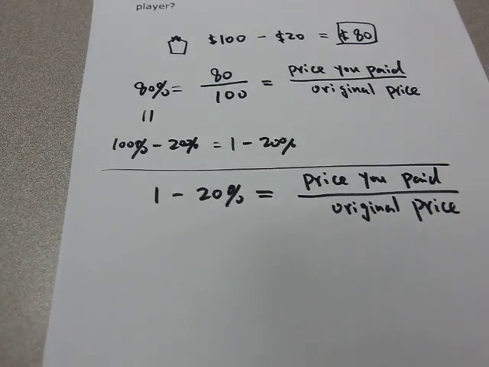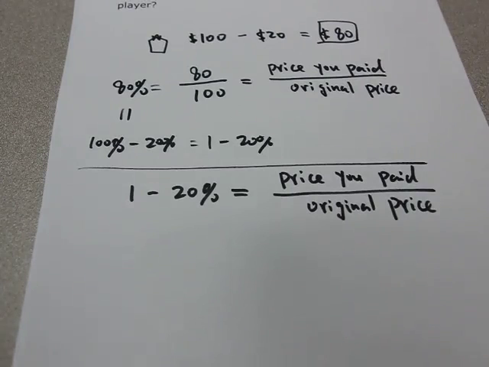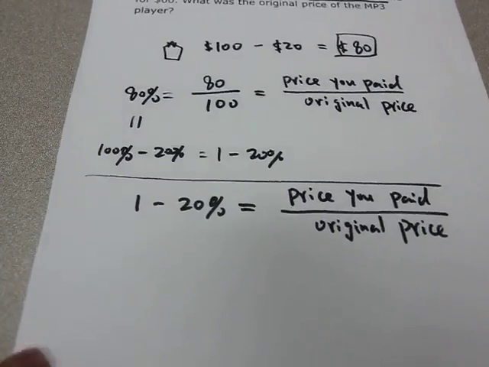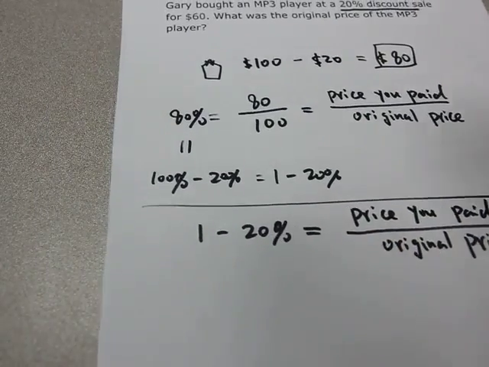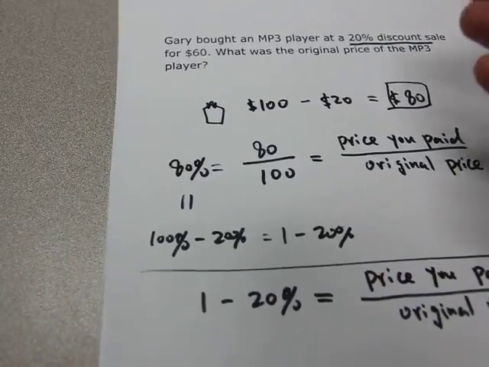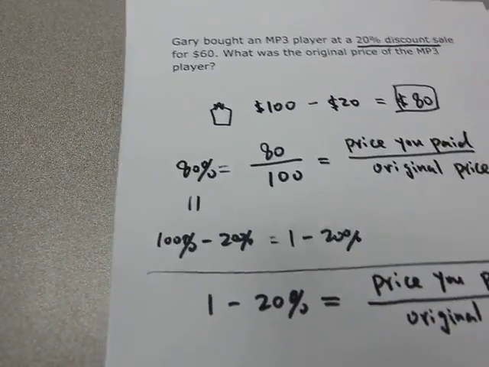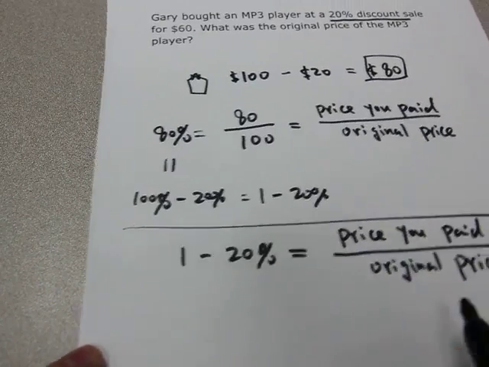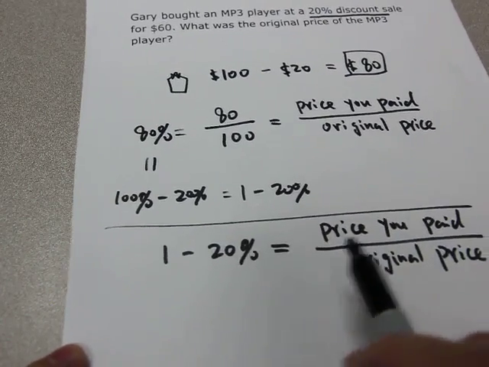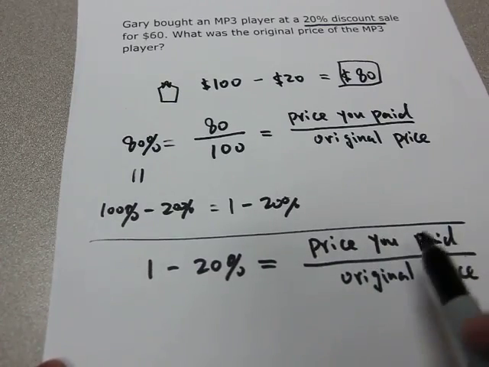Now, this is the equation we're gonna set up for solving this type of problem. Okay, so we use 1 minus the number of the discount, right? In this example, it is 20%, but if it's 30%, you're gonna put 30% over here. And this is gonna be equal to the price you paid over the original price.